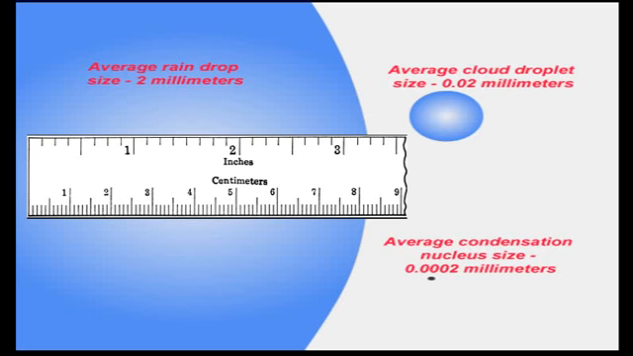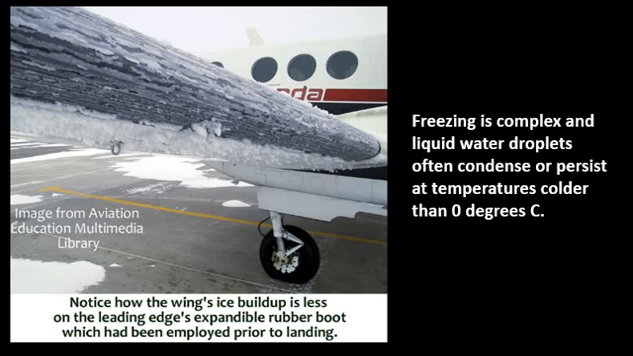We were going into supercooled water because sometimes you could have a water droplet that does not freeze. And in that case, when we fly through it, this is what we get: in-flight icing. So freezing is complex, and liquid water droplets often condense or persist at colder temperatures than 0 degrees Celsius. Pure water freezes at 0 degrees Celsius, but what's mixed up in the atmosphere really is not pure water. You've got combustion products, you've got salt, you've got dust particles.